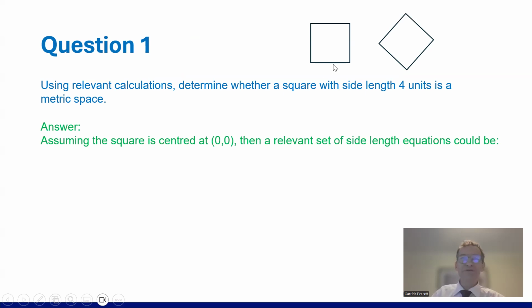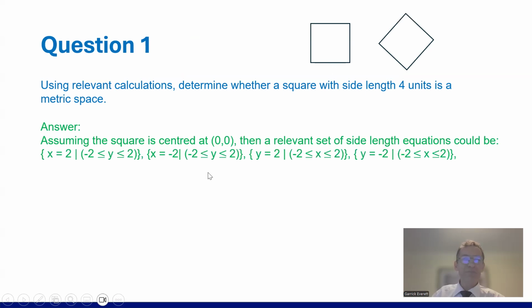So using this orientation with 0, 0, these are the equations. So you've got x equals 2 for y in between minus 2 and 2, x equals minus 2, again y in between minus 2 and 2, y equals 2 for x in between minus 2 and 2, and y equals minus 2 for x in between minus 2 and 2 again. And that gives you this shape. So taking the first side length, and in this instance, you only have to take one side length, because if it applies to one side length, it's going to apply to all 4 of them, because we're surrounding 0, 0.